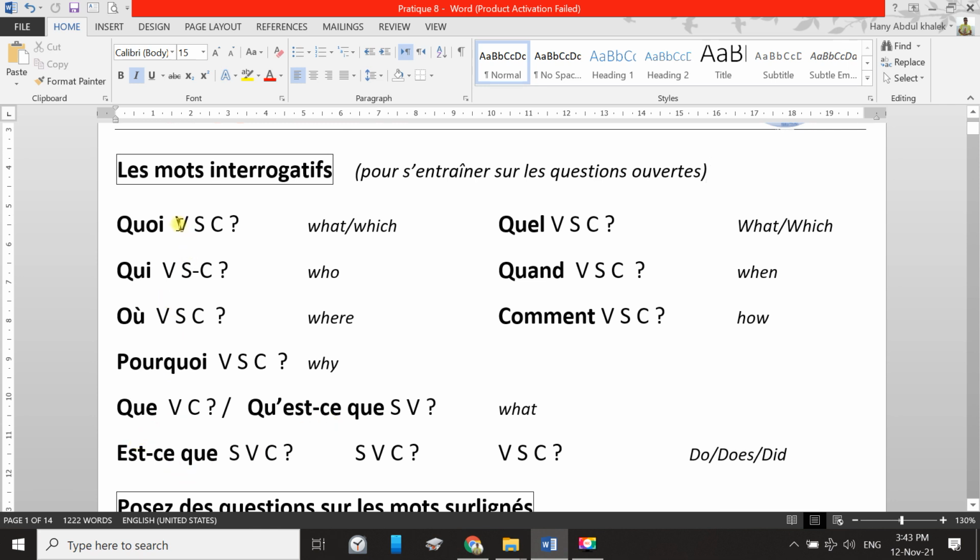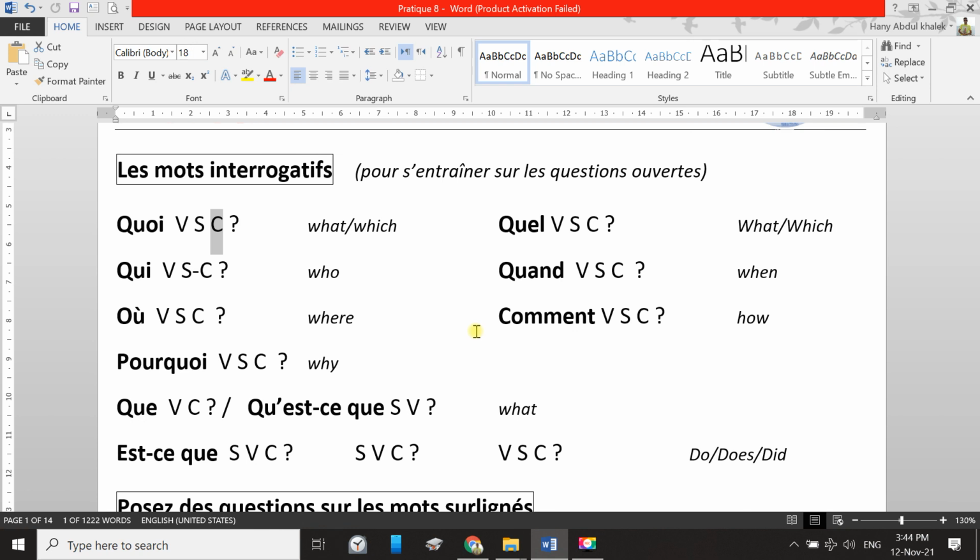Here V means verb. And here S, ça c'est sujet, which means subject in English. And here C means complément, which means object. Like in English, the French question words have the verb directly after the question word, then the subject or the object. Like what is your name? We say the verb after the question word. We don't say what your name is. Usually we say what is your name.